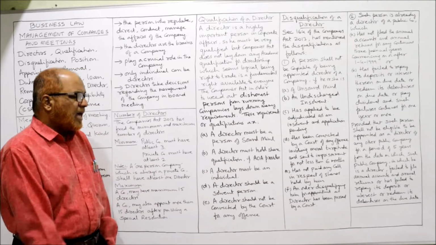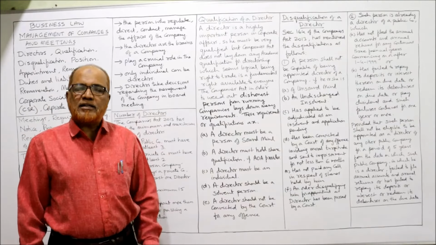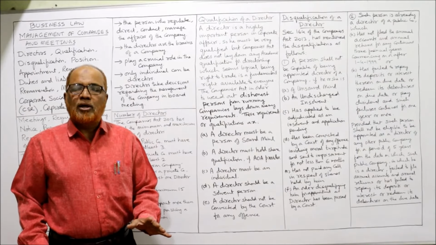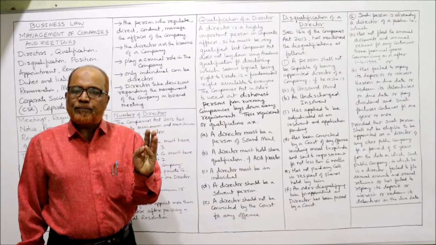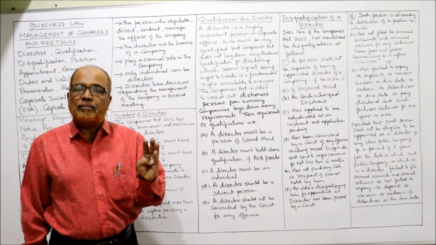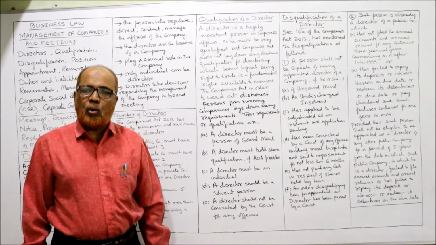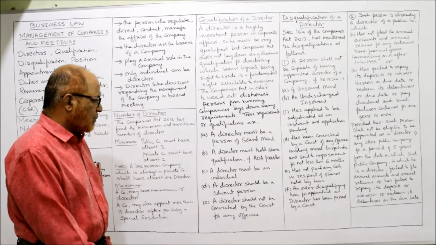A director must be an individual. One more requirement: director must be an individual. No company, no association, no partnership can become the director. A director must be an individual only. That is a qualification requirement.